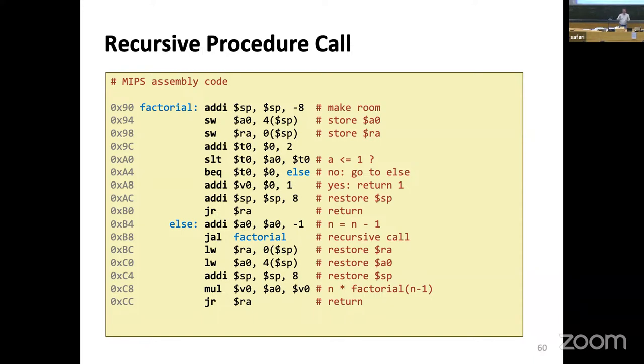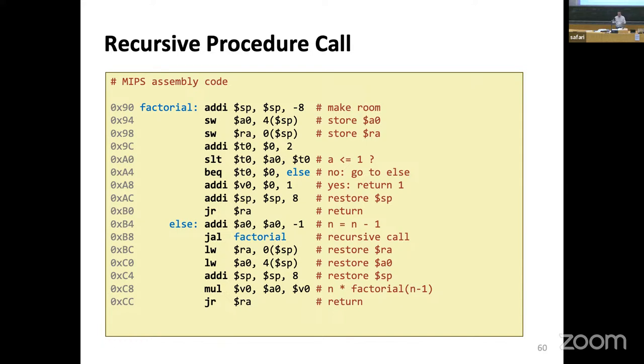Is the argument 1 or not? The way to make the comparison in this case, I could have done it in a different way, but in this particular way, I use a temporary variable to load 2 into it and try to see if it's smaller than this. So if it's 2, it will not be less than. The only case where it will be less than will be 1, and then the next branch if equal will not trigger.